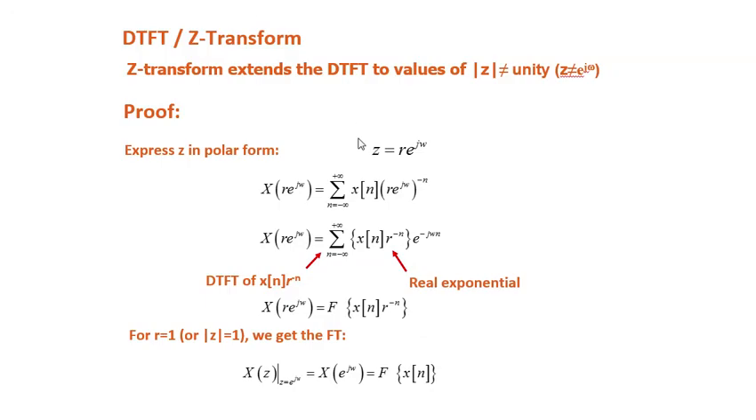Z transform actually extends the discrete time Fourier transform to the values of z which are not equal to unity. And I have proved this for you. You can find it in the lecture note 19. It's a very simple thing, but you don't need it actually. I just added it there for your general information.